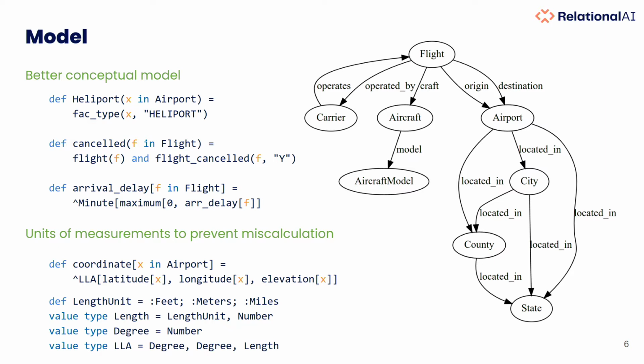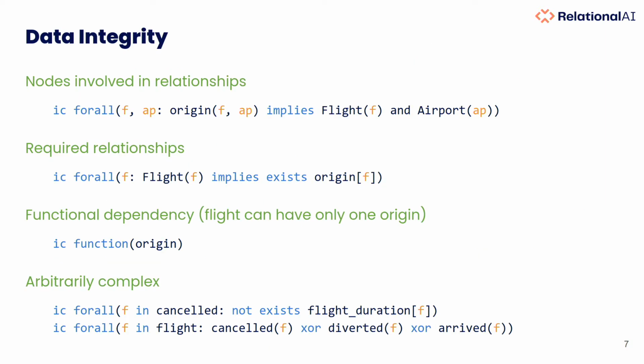All right, so next we also care about data integrity. We want to make sure that once the data is in the system, the data actually stays correct and follows a schema. So for example, what you can say is that if you have an origin of a flight, that needs to be a flight and an airport. It can't be something else. A flight needs to have an origin, and you can have only one origin for a flight. If a flight is canceled, it cannot have a flight duration. And a flight cannot be canceled as well as diverted as well as arrived, let's say.